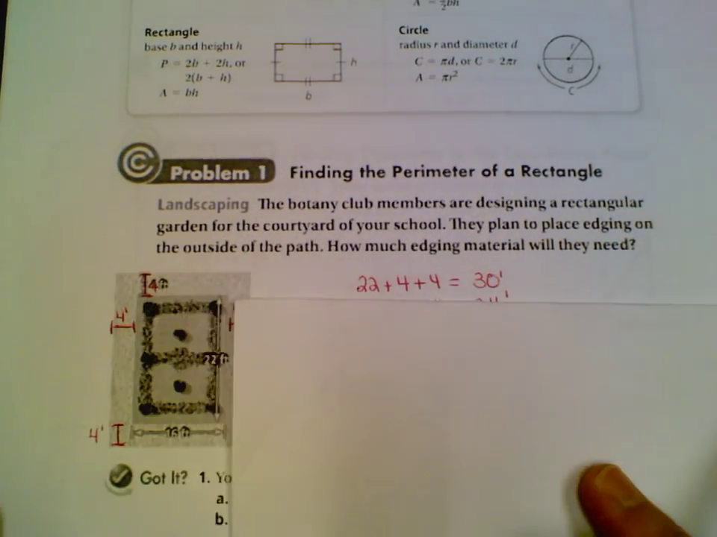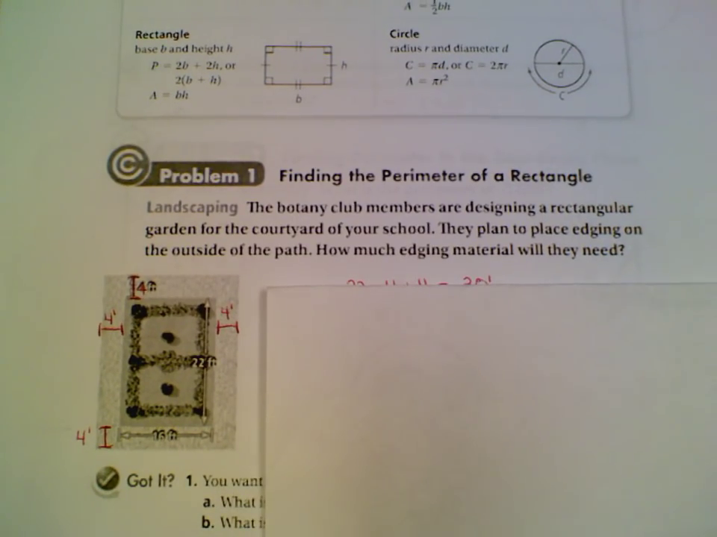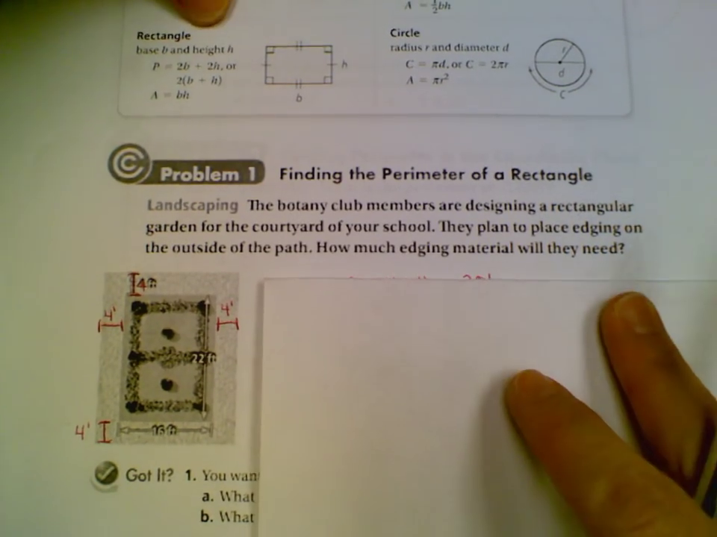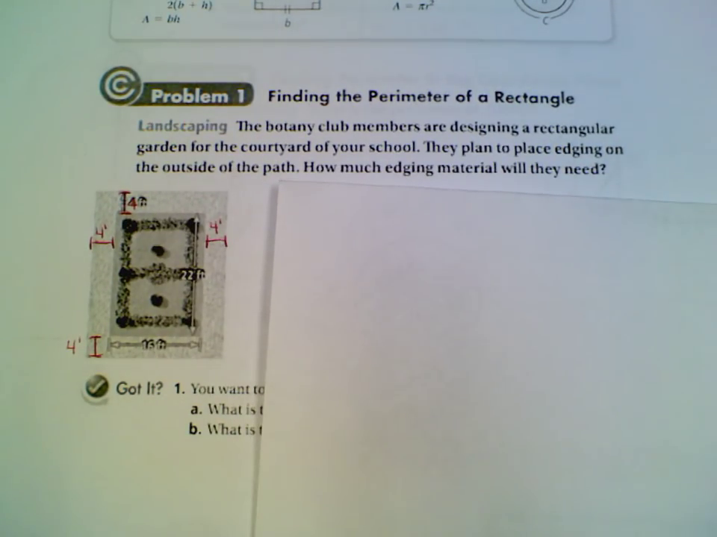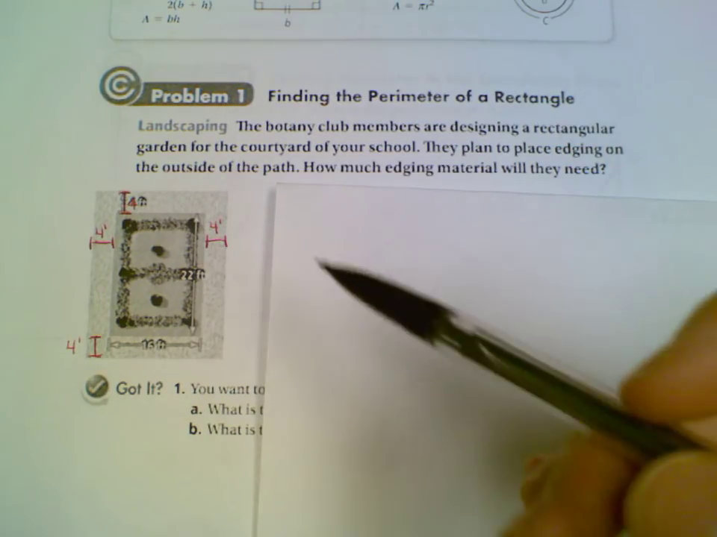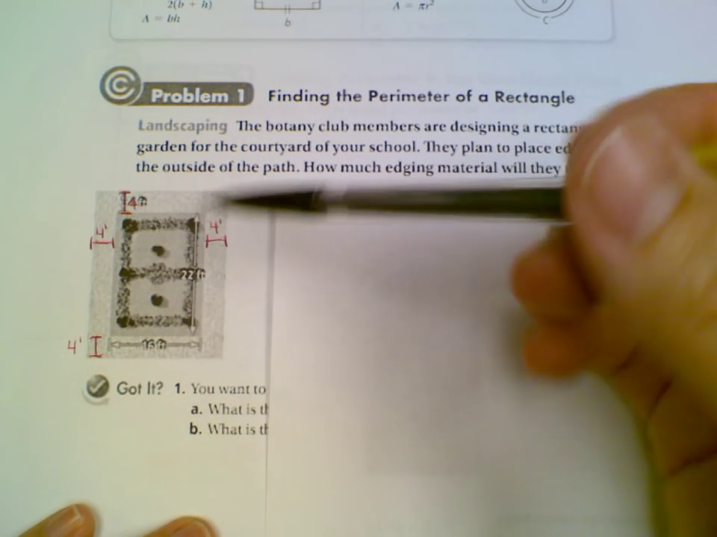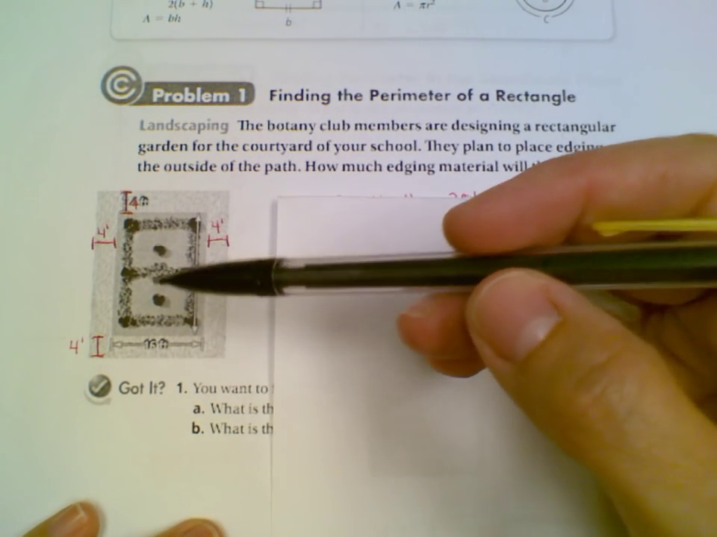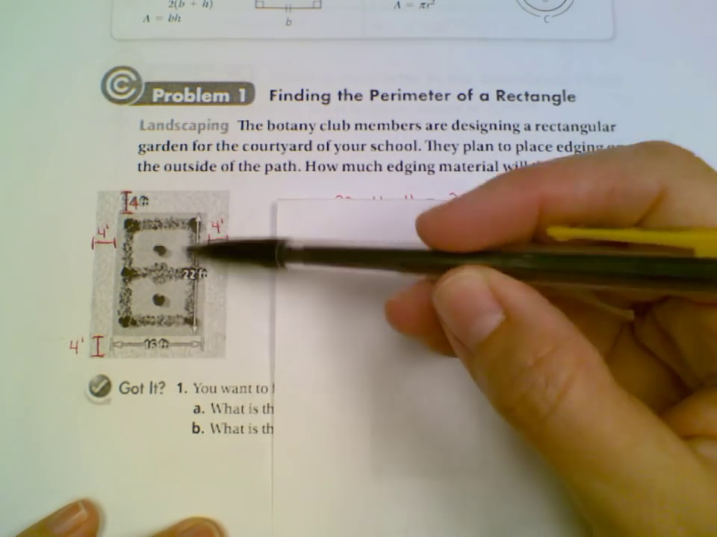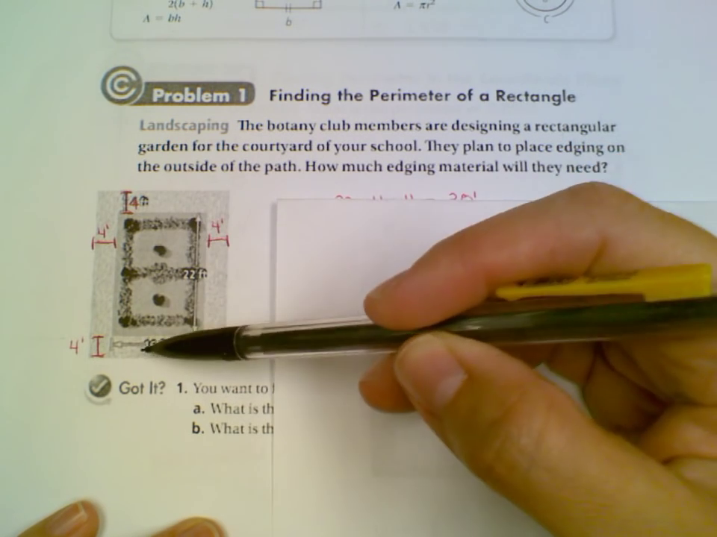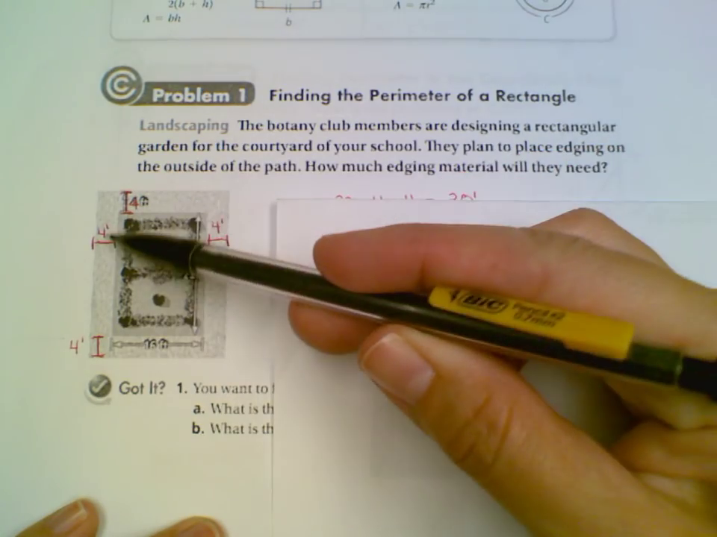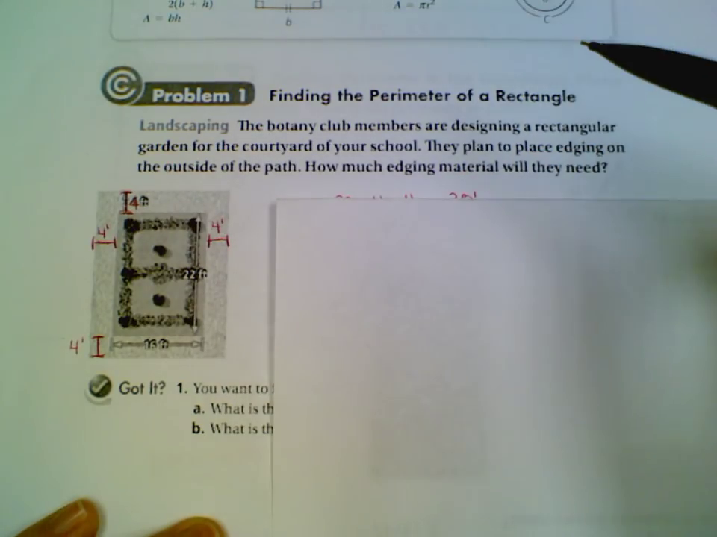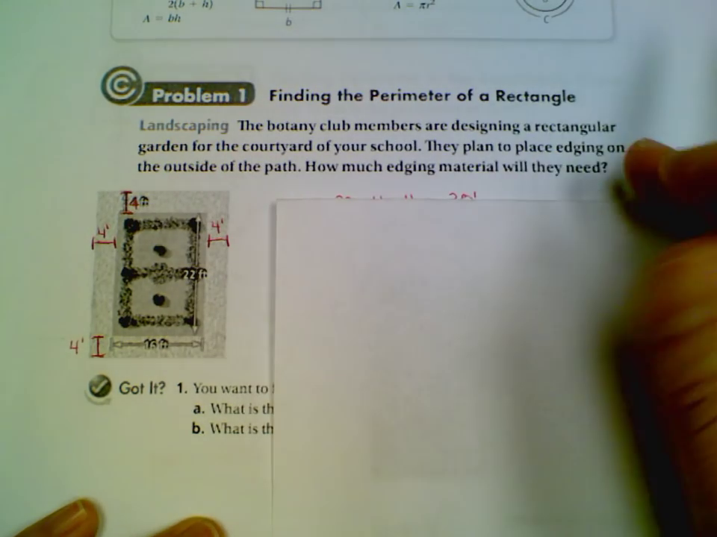So in this first one, it says the botany club members are designing a rectangular garden for the courtyard of your school. They plan to place edging on the outside of the path. How much edging material will they need? So I went ahead and tried to label stuff because the picture is kind of hard to see, but you should be seeing that the inside garden is 16 by 22 feet, and then they are wanting to put a 4-foot edging material all the way around. So they're asking how much edging material.